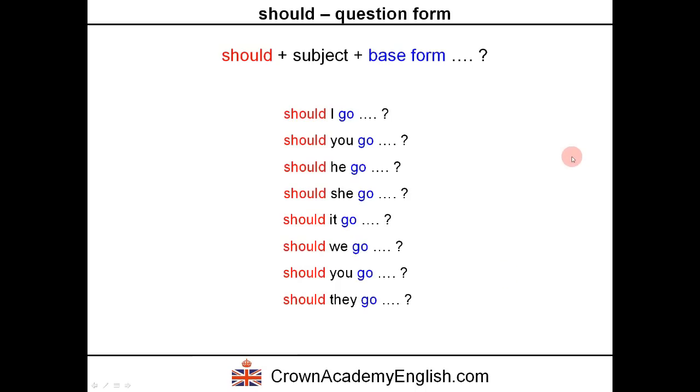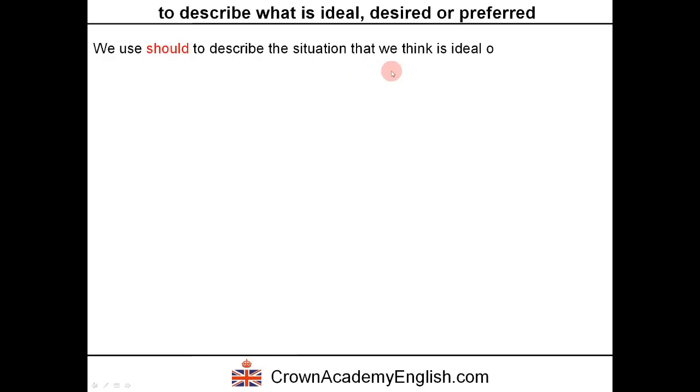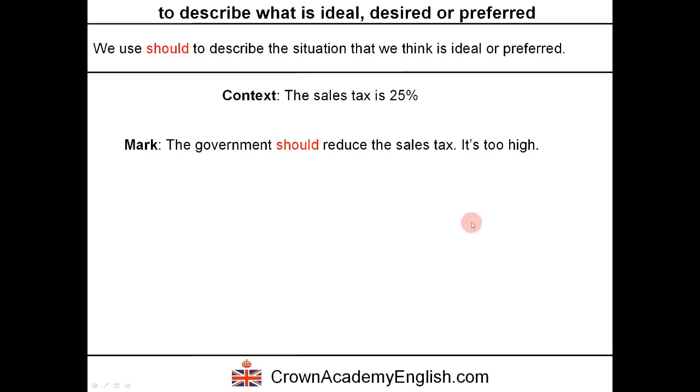So now let's look at the use and meaning. To describe what is ideal, desired, or preferred. So we use should to describe the situation that we think is ideal or preferred. So example. The context of the example is the sales tax is 25%. So Mark says, the government should reduce the sales tax. It's too high. So the government should reduce. So Mark is describing the situation that he prefers, that he thinks is ideal. Okay, so it's almost like a suggestion for the government.